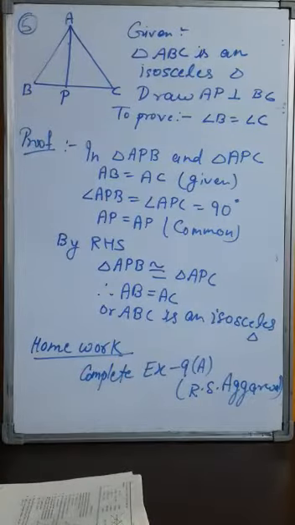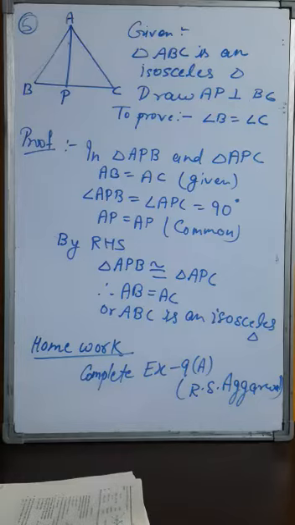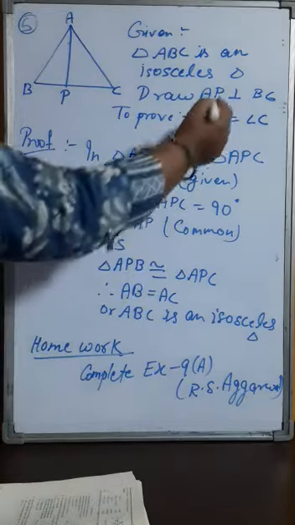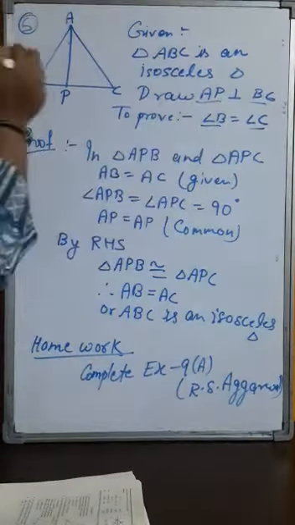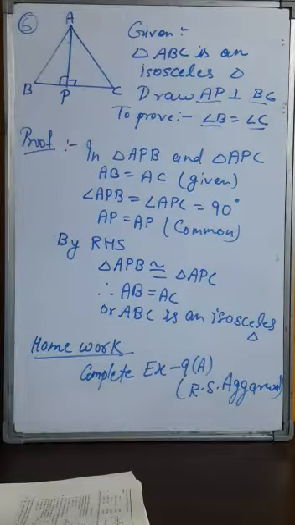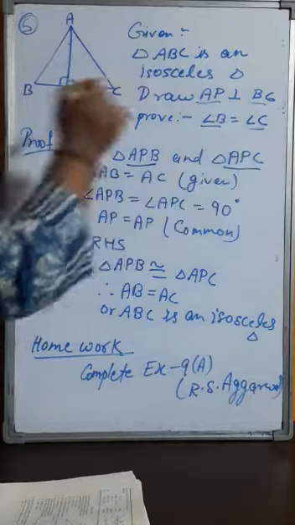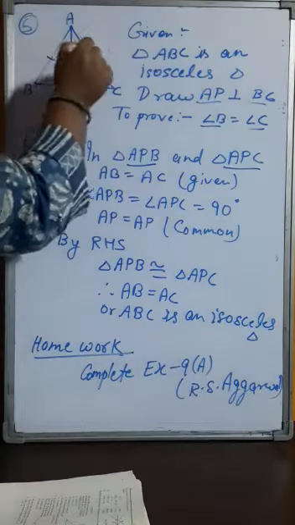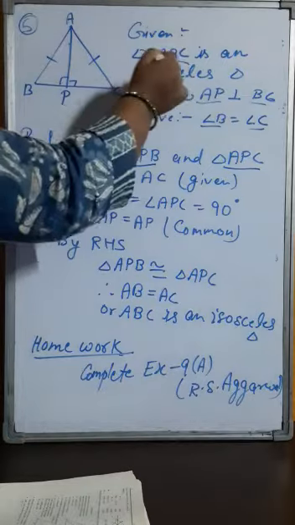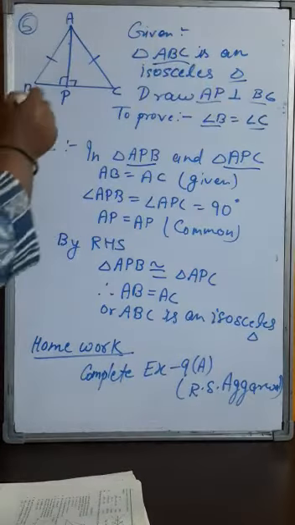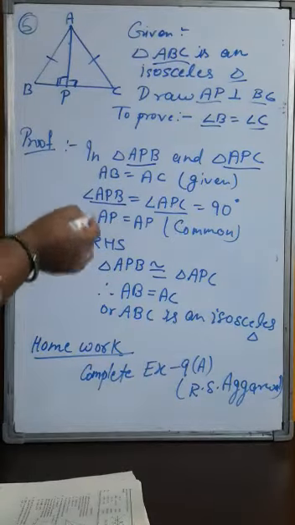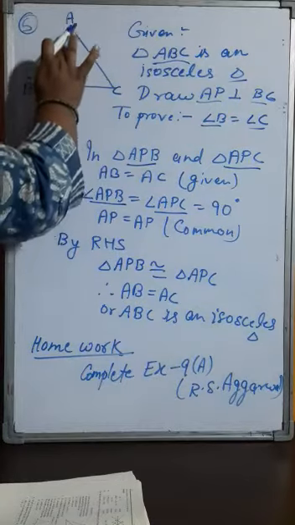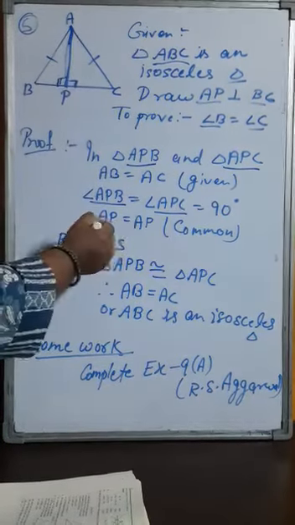Now see the last question of this exercise, question number 5, which says that triangle ABC is an isosceles triangle with AB equal to AC. Draw AP perpendicular on BC and prove that angle B is equal to angle C. So for this we have drawn AP perpendicular on BC. Now prove triangle APB congruent to triangle APC. For this AB is equal to AC, given in the question because ABC is an isosceles triangle. AP is perpendicular, so these two angles are 90 degree. Angle APB is equal to angle APC, both are 90 degree. And AP is common in both the triangles.